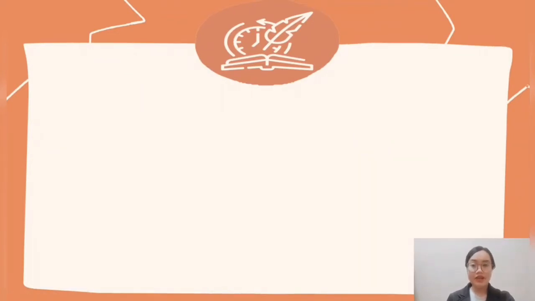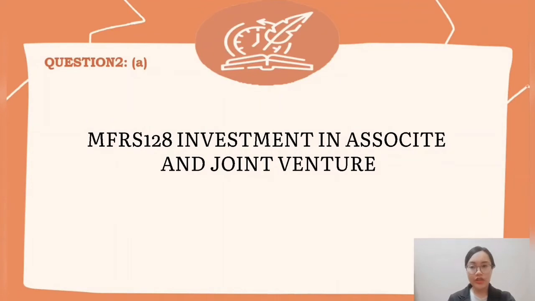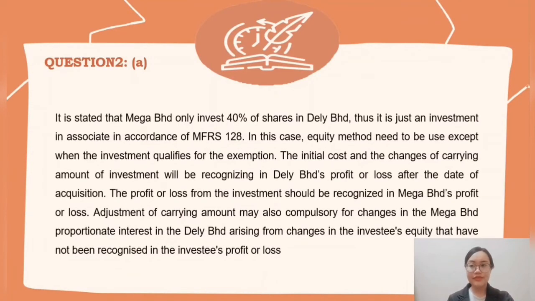Lastly, the possible standard that can be used in the case is MFRS 128, investment in associate and joint venture. It is stated that Mega Berhad only invests 40% of share in Delhi Berhad. Thus, it is just an investment in associates according to MFRS 128. In this case, equity method need to be used, except when the investment qualify for the exemptions.